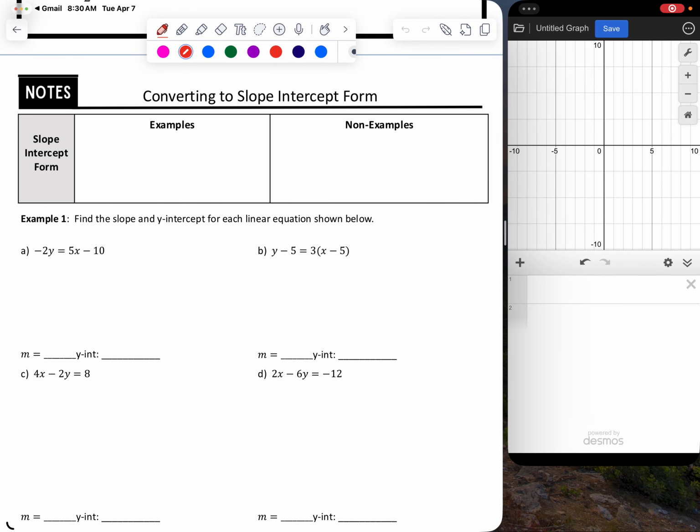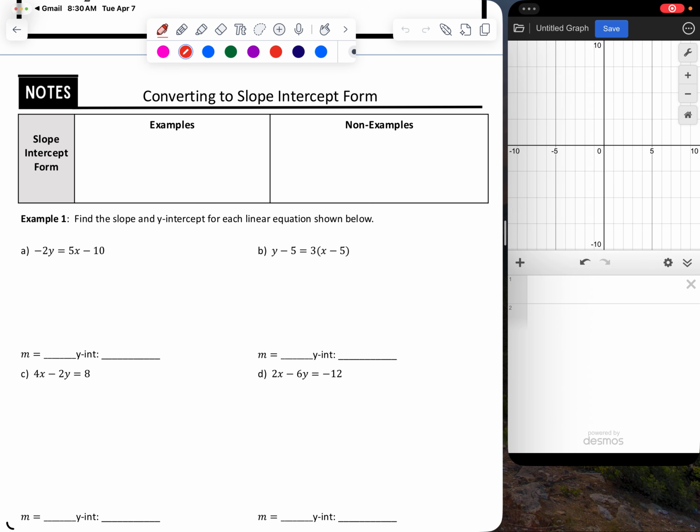In today's lesson, we will be converting linear equations to slope-intercept form. Before we start, let's look at some examples of equations that are written in slope-intercept form, and then some equations that are not written in slope-intercept form.